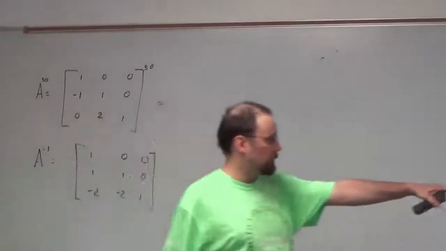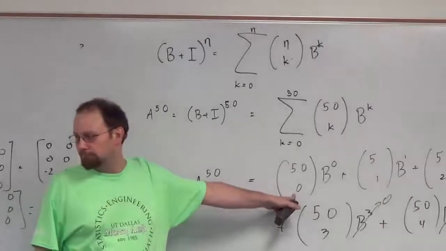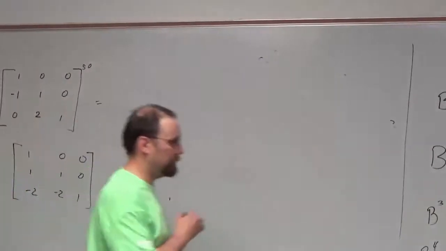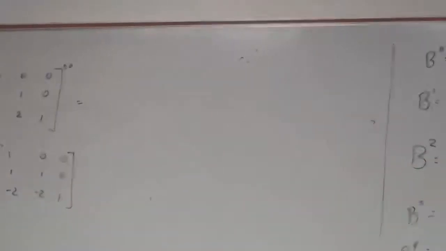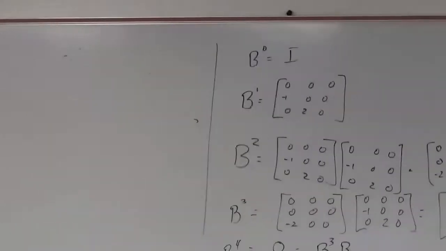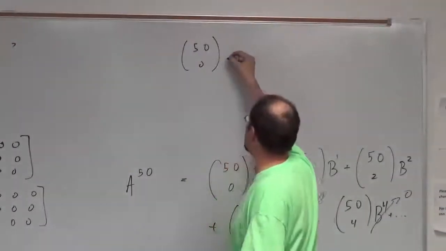Apparently equal to 50 choose 0. What's 50 choose 0? I guess we should do those. I need those. These binomial coefficients: n choose 0 is always going to be 1.